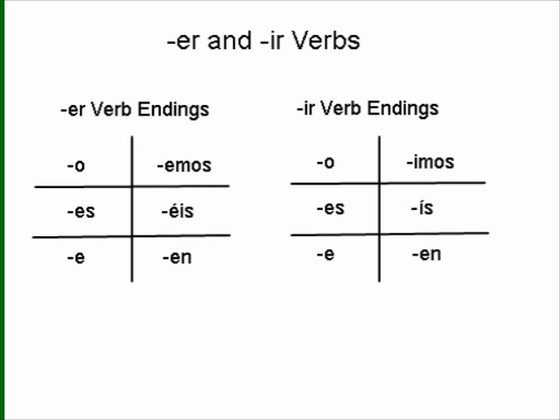And let's take one last side-by-side look at our verb endings. Notice that the yo form, the tú form, the él form, and the ellos form are identical for these. The only differences are in the nosotros form, where we have emos for ER and imos for IR, and the vosotros form, where we have éis for ER verbs and ís for IR verbs.